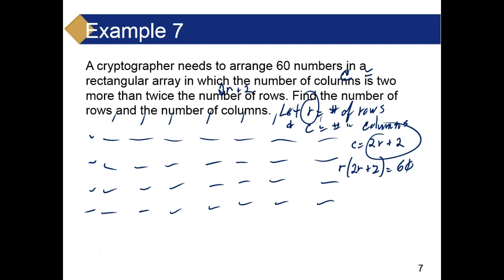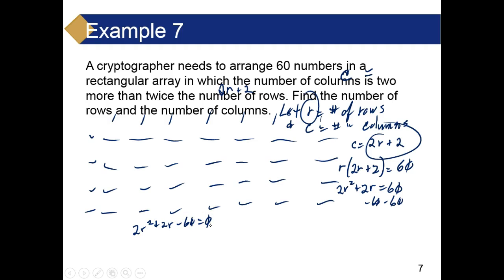How do you do that? Distribute, and what do you get? 2r squared plus 2r equals 60. Okay? You didn't take advantage of the factor here? No, it doesn't do you any good because that's not a 0, it's a 60. So what do we do now? Subtract 60 from both sides. Or you bring it over, which is 2r squared plus 2r minus 60 equals 0.